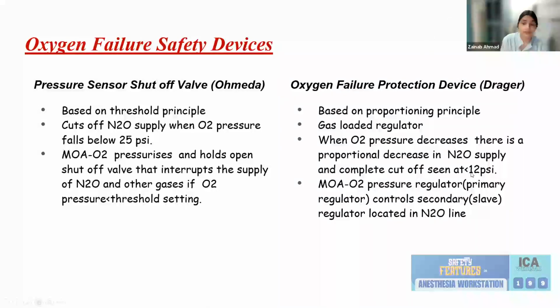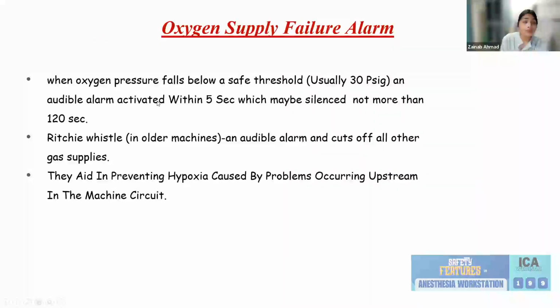The oxygen pressure regulator is the primary regulator, and who is the slave? The nitrous is the slave. It controls the secondary regulator located in the nitrous line. Whenever this is happening, an oxygen supply failure alarm is activated within 5 seconds.